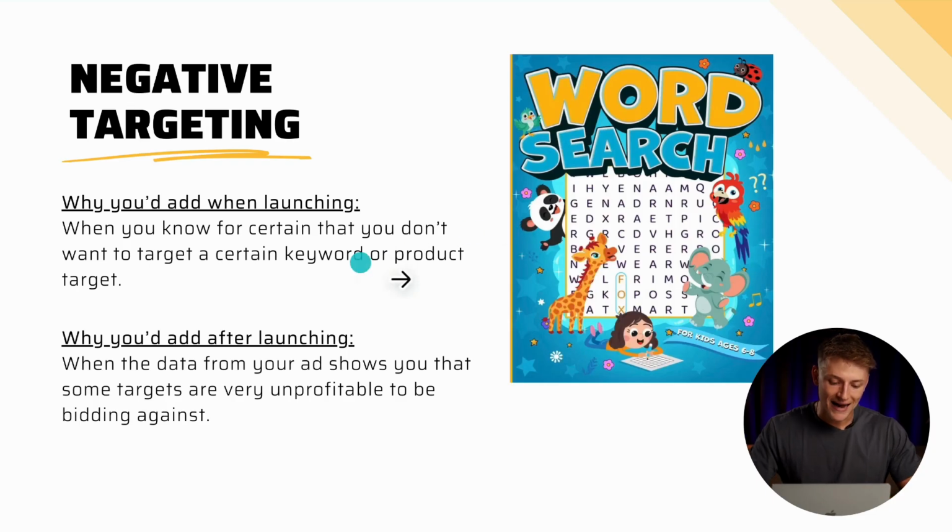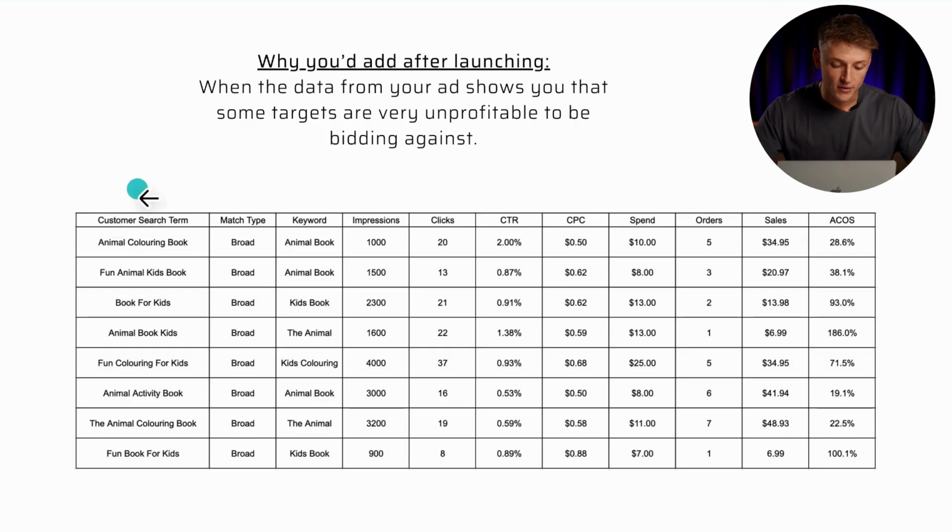However, you don't always know what search terms customers are gonna put in and which ones you're gonna end up ranking for. Some of them may also be irrelevant, but you might not know these until after you've launched your ad. So this is why you'd add it after launching. Essentially, when the data from your ad shows that some targets are very unprofitable to be bidding against. So here's what I mean in a little bit more detail about that.